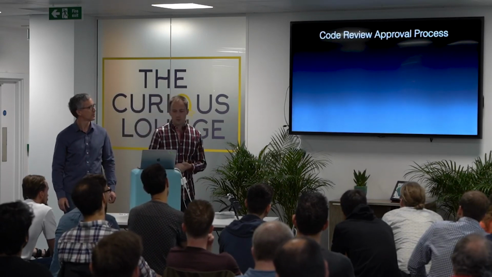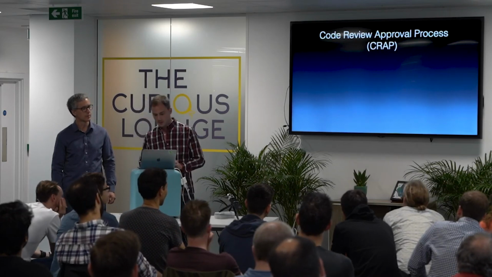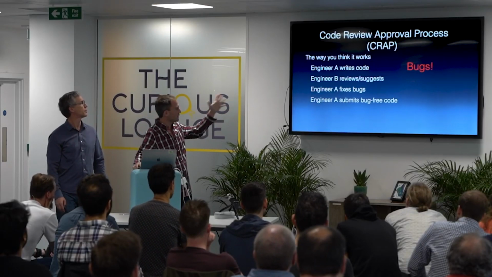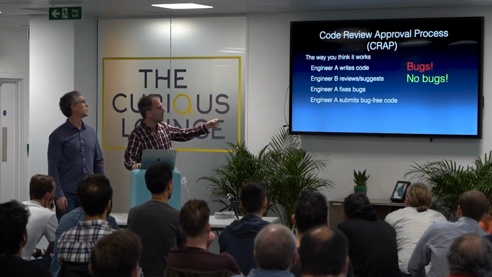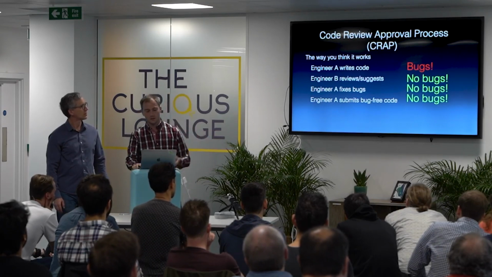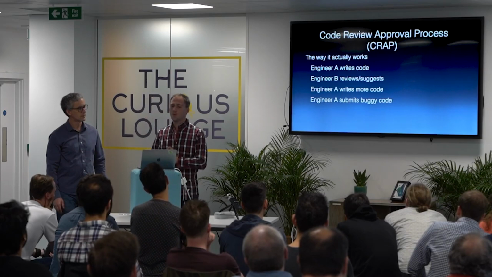Another one, the code review approval process, or CRAP. And here is the way you think it usually works. Engineer A writes code, hands it over to engineer B, who reviews and suggests changes. Engineer A fixes the bugs and submits the bug-free code. So where do we have bugs? When we write the code, bugs never happen, obviously. When we review the code, when we fix, the bugs are gone. And when we submit, the bugs are still gone. Unfortunately, that's not what happens in real life.